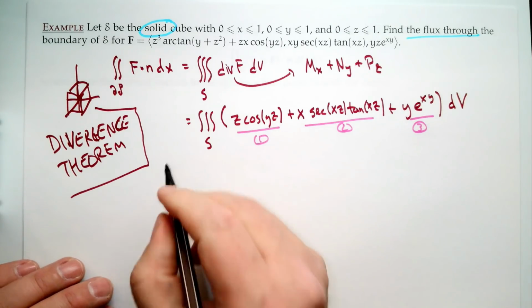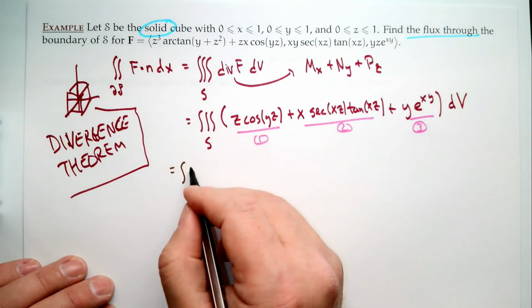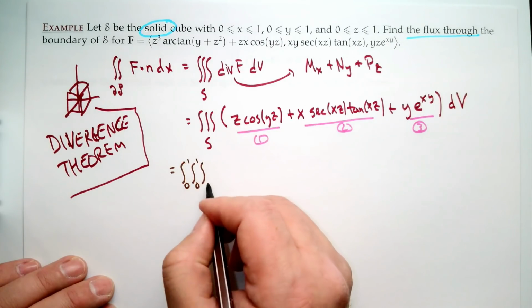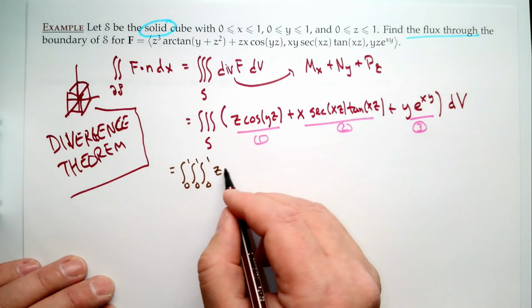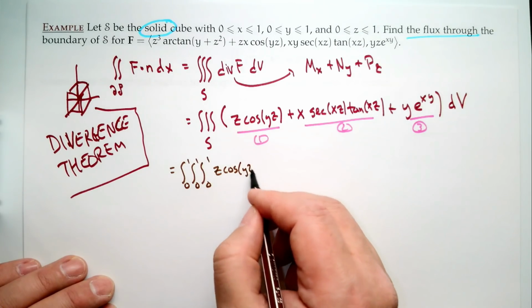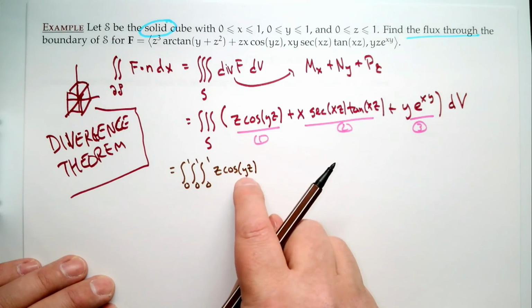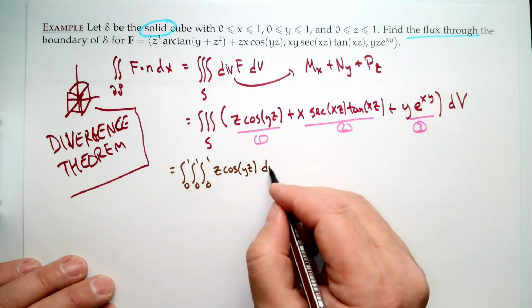So let's do our integrals. So integral, integral, integral. Everything's always 0 to 1 because it's a nice cube. The only thing that we have to decide is the right order. z cosine of yz. And here we said what? It's better to integrate with respect to y first. So we'll go dy, dz, dx.